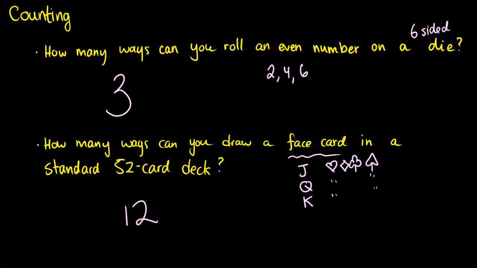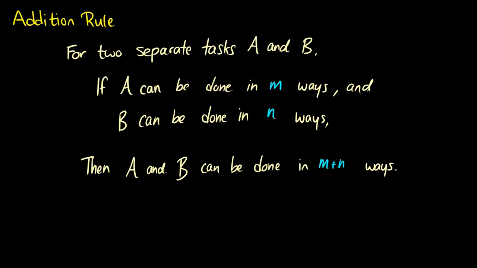Okay, so this is just doing one task inside of some specific domain. We have this thing called the addition rule, and this is when we have two different tasks, A and B. So we could say that A is rolling an even number and B is picking a face card. Let's say that task A can be done in M ways, and task B can be done in N ways. Then task A or B can be done in M plus N ways. And these are when the tasks are separate.